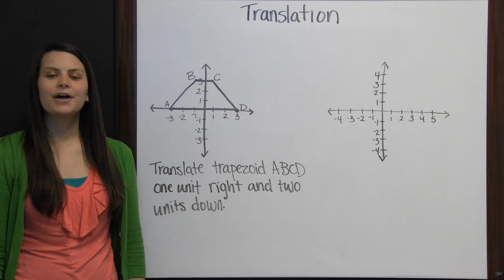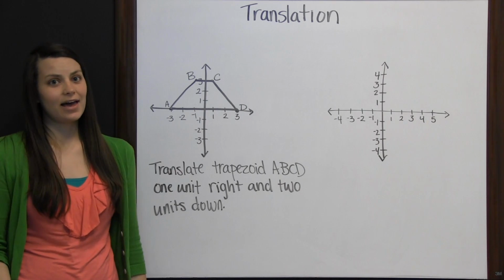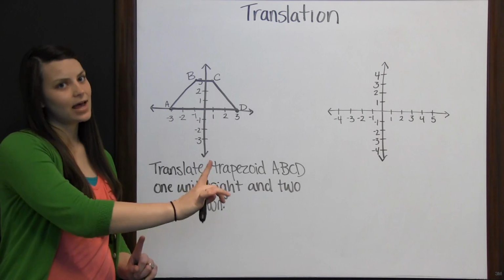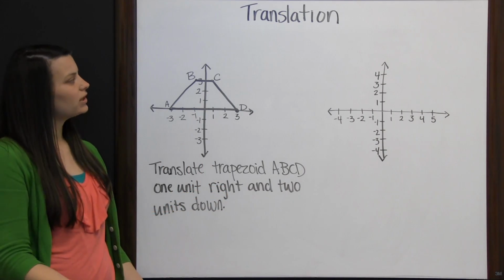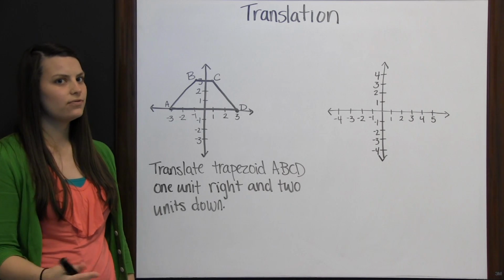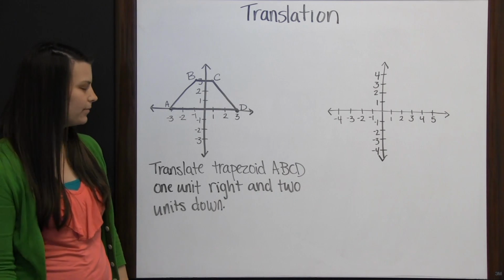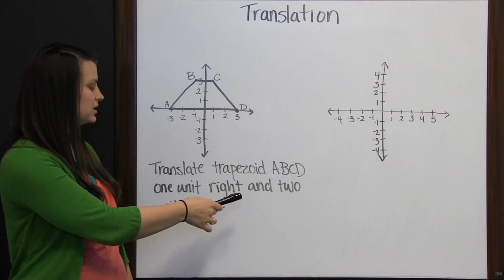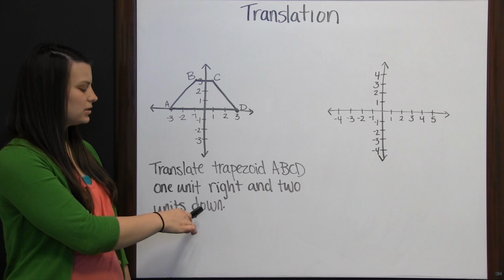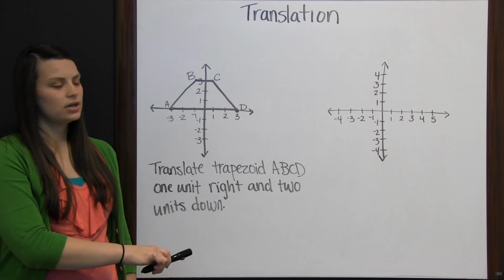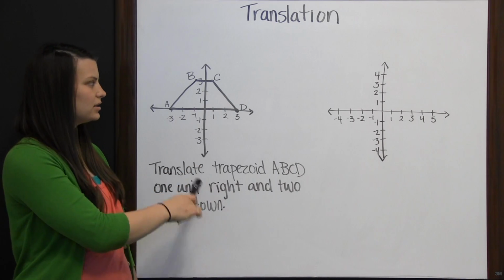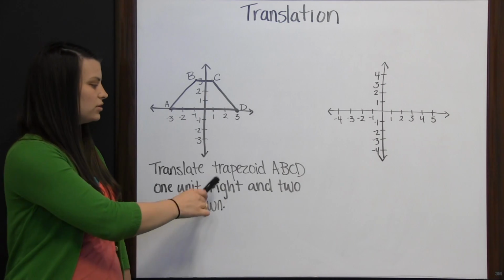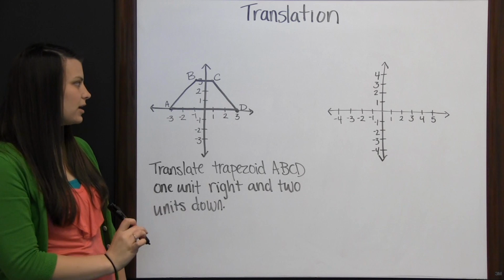Translation. A translation is just a slide. So it's where you take a shape or a figure and you slide it. And so generally all of your points are going to move unless you're not moving it at all. So here we're going to translate trapezoid ABCD 1 unit right and 2 units down. So that means we're going to slide this trapezoid and thus each one of its points 1 unit to the right and 2 units down.